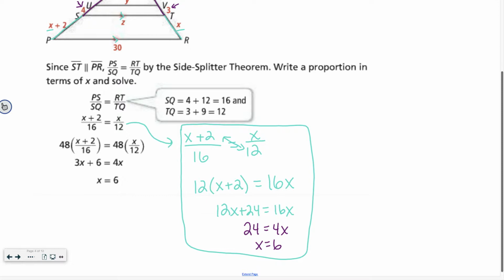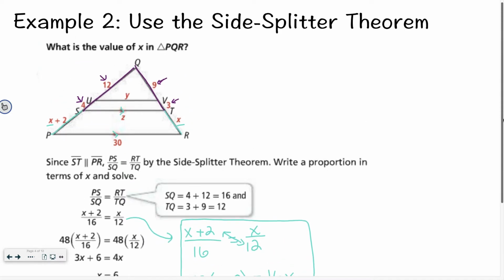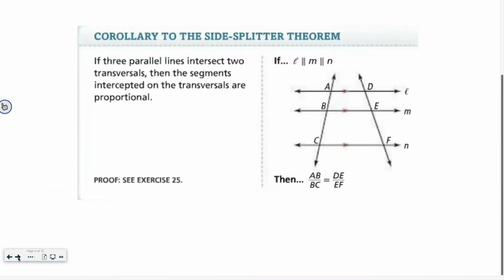So you would end up with x equals 6, and the problem was asking for you to find the value of x. So we know that we are done.